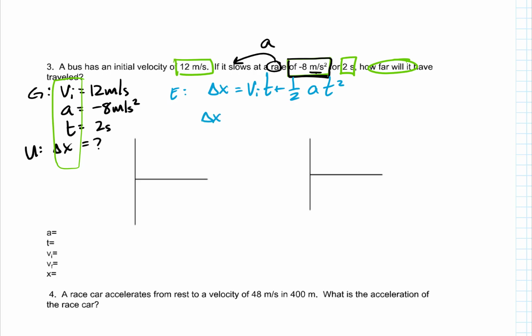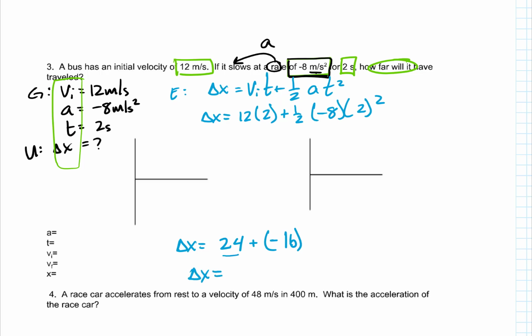So my delta x is equal to 12 times 2 plus 1/2 times negative 8 times 2 squared. I'm going to go ahead and continue that down here. There's no real algebra, we just have to plug this into the calculator. 12 times 2 is 24, plus, and here's what happens. I have a negative sign here, so this next term is going to be negative. So that delta x comes out to be 24 minus 16, 8 meters. I still have a positive delta x.